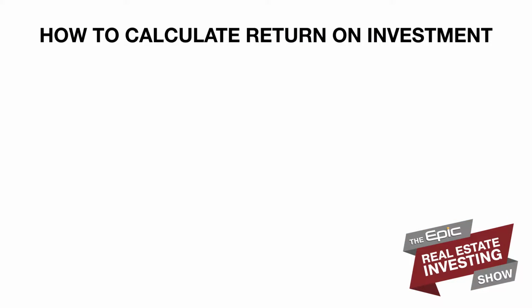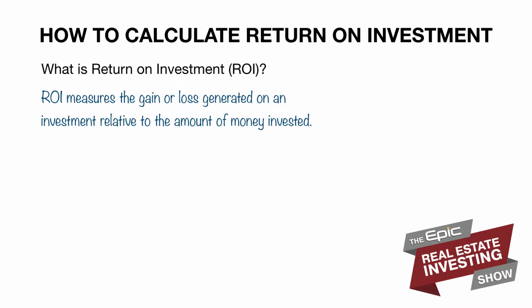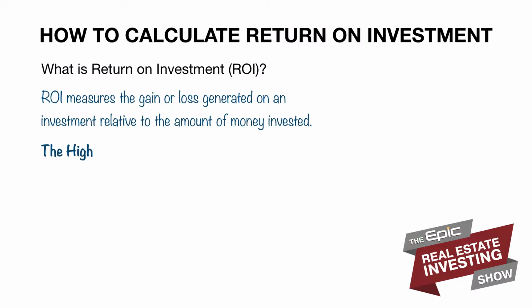Okay, return on investment, frequently referred to as ROI. Well, I'm going to go over how to calculate that in just a second, but first, what is it? ROI measures the gain or loss generated on an investment relative to the amount of money invested. Basically, it tells you how hard your money is working for you. The higher the number, the better. The higher the number, the harder your money is working. And so, you work hard for your money, right? So it's only fair it returns the favor, and you want to make sure it's working as hard as possible for you. So here's how you calculate this.